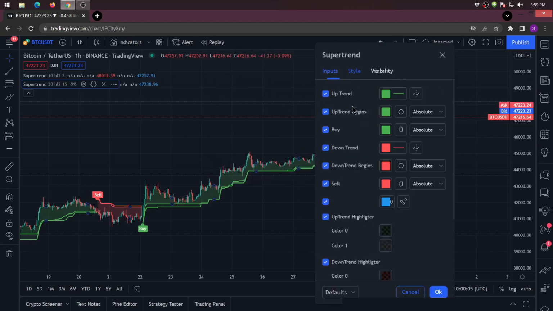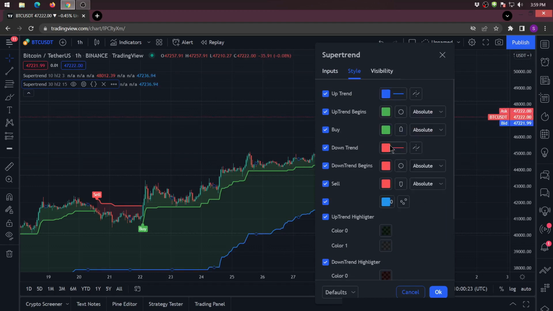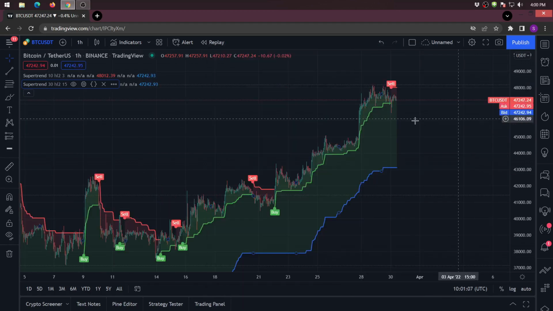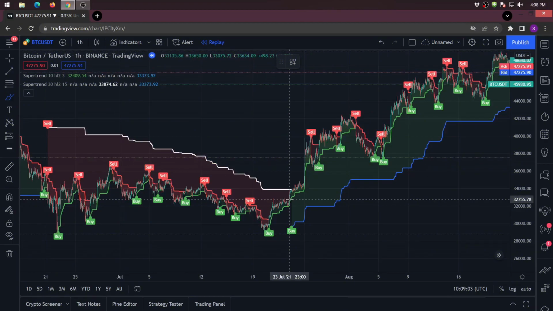Okay, now I have to change the style to understand it clearly. I go to style, and I want to change the color on the uptrend. I change the uptrend color to blue, and also change the downtrend color from red to white. Now let's see how you can generate pure signals with the Supertrend, and how the strategy works.